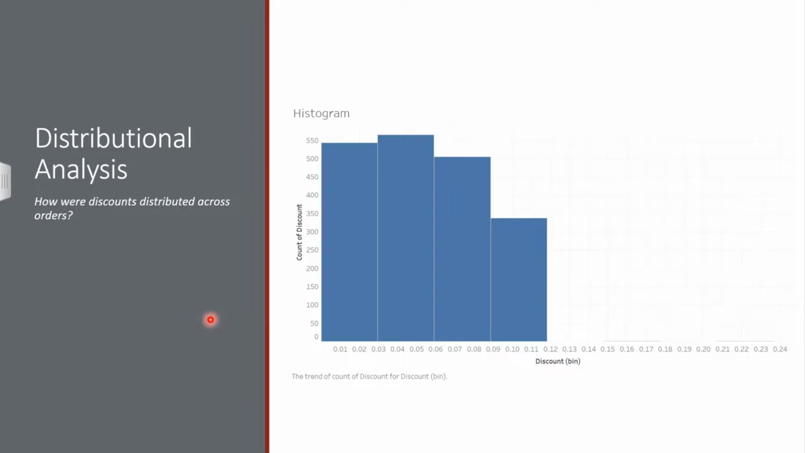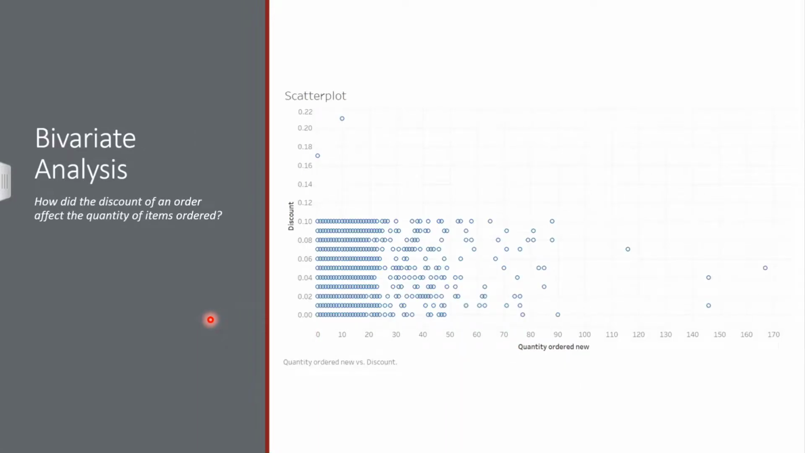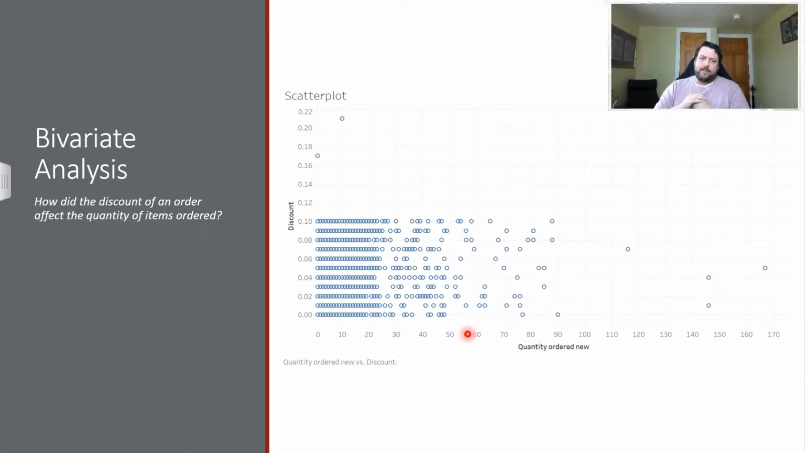And then our last one are bivariate analyses. This is the one where I didn't quite have the data within our Excel worksheet that would have supported this well, but what are you going to do? In this case, if I wanted to do a scatter plot of discount versus the quantity ordered, I would say that this indicates to me that there is no relationship between them.